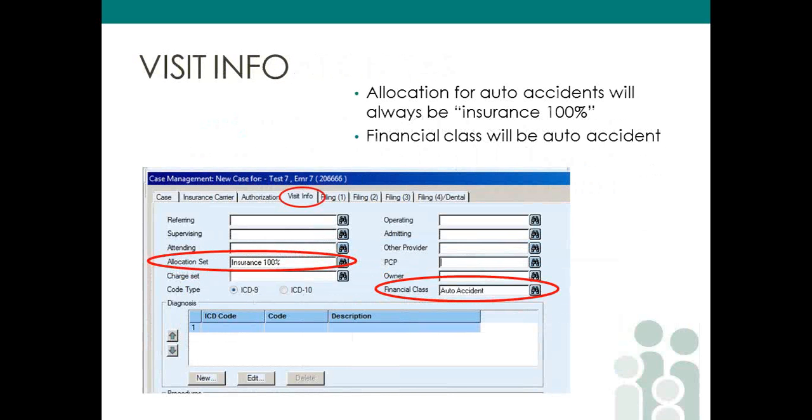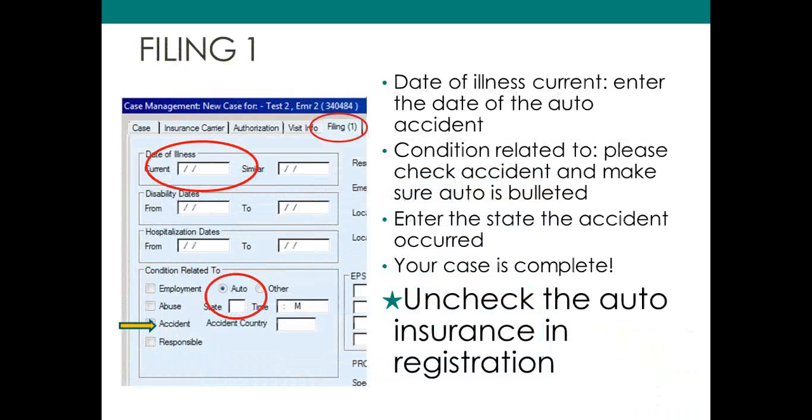Our next tab is our visit info tab. The allocation will always be set at an insurance 100% for an auto accident, and your financial class should be changed to auto accident. And on the Filing 1 tab, you're going to enter the date of the accident under date of illness current, and you're going to put a bullet in the accident and bullet auto and enter the state. When you do this, your case is complete. You can say okay, and then in registration, you're going to uncheck that auto insurance, and that completes an auto case.